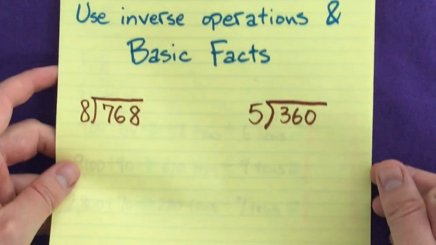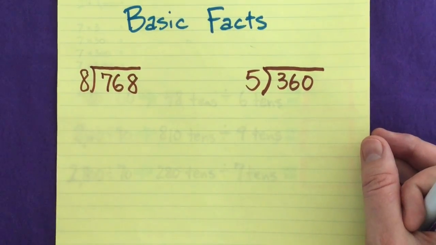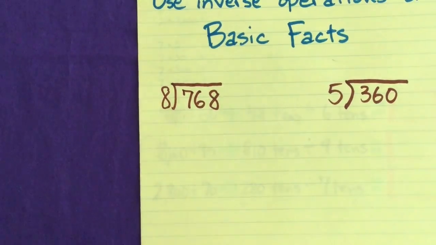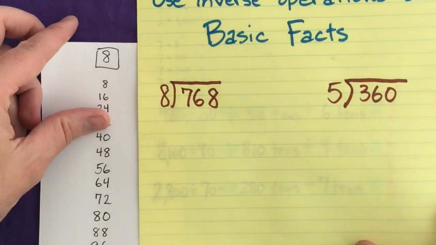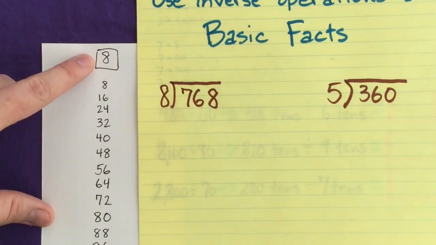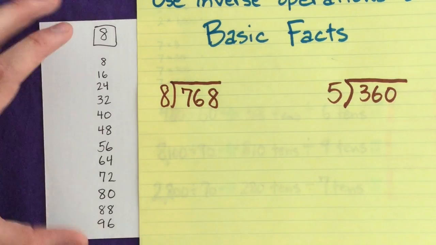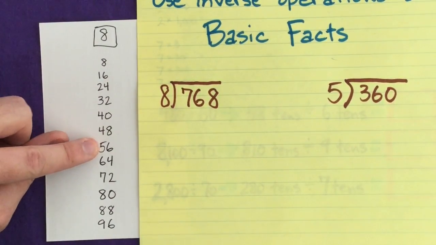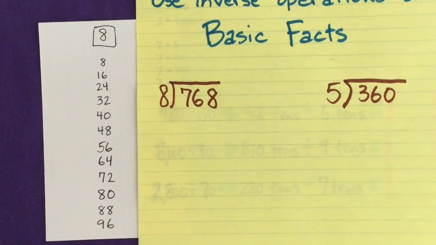Let's look at a couple of examples. I've got a couple of examples here that I'm going to show you how you can use the basic facts to really help you out. Let's focus on just this one first. And to make it easy on us, I went ahead and already prepared the basic facts for my 8s. So I've got my multiples of 8 listed here, all the way through the 12th multiple, 8, 16, 24, 32, 40, 48, 56, 64, 72, 80, 88, and 96.